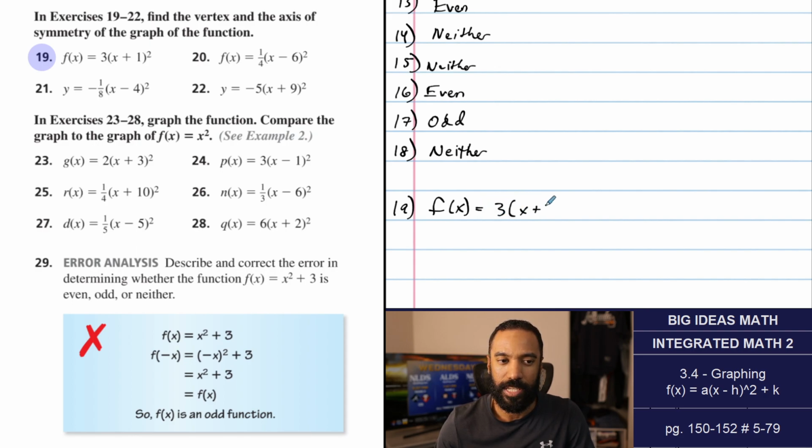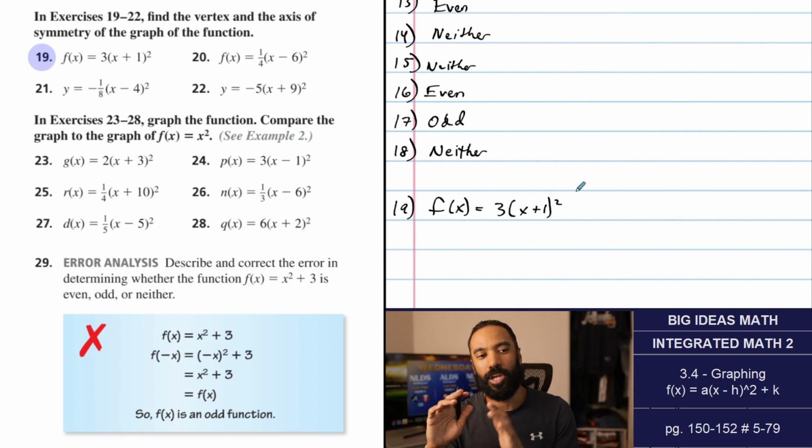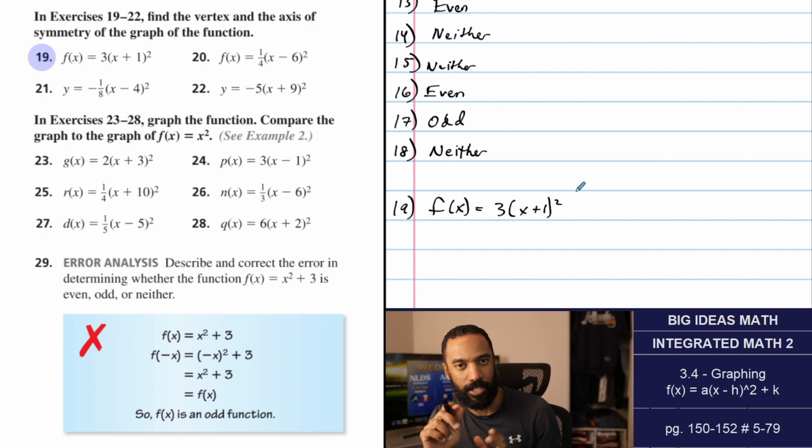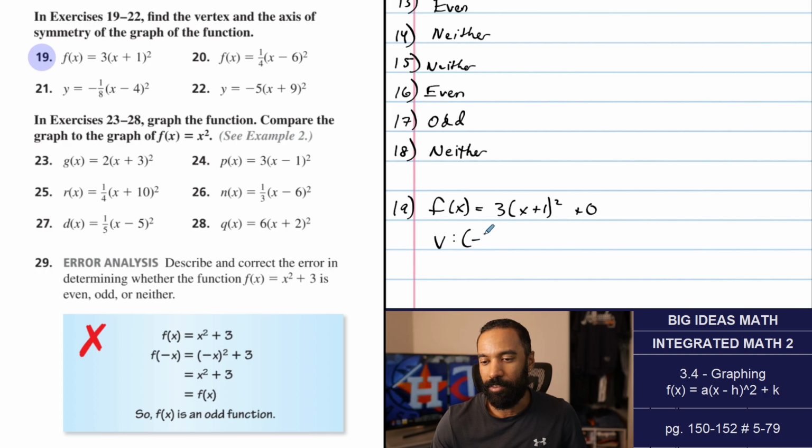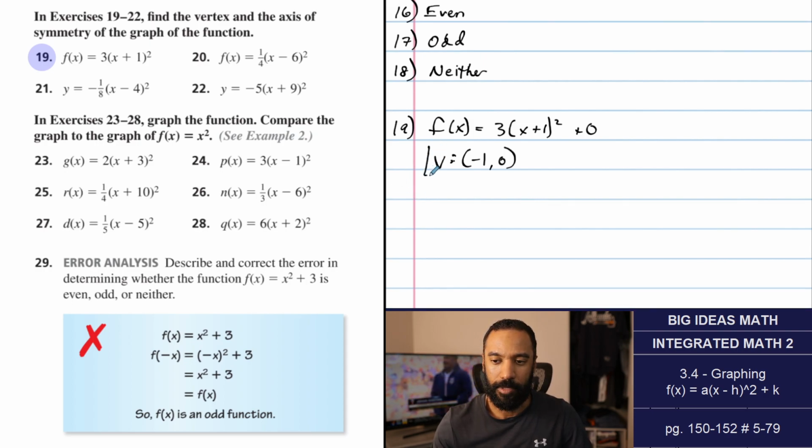F of x equals 3 times x plus 1 quantity squared. All these look like they just have the x minus h quantity squared. They don't have the plus k. That means this is a plus 0, though, which would make the k value be 0. So your vertex is going to be at -1, 0. We're always going to have the 0, and the h is opposite of what value you see there. So -1, 0 for the vertex.